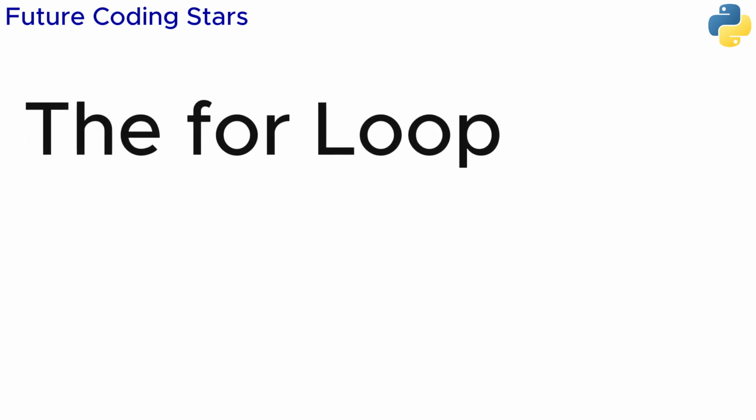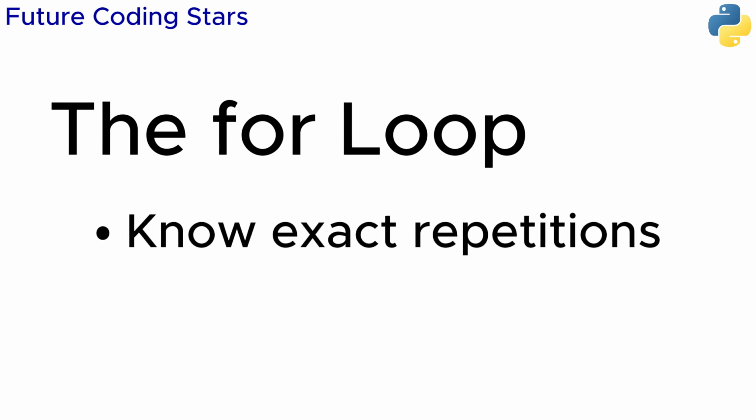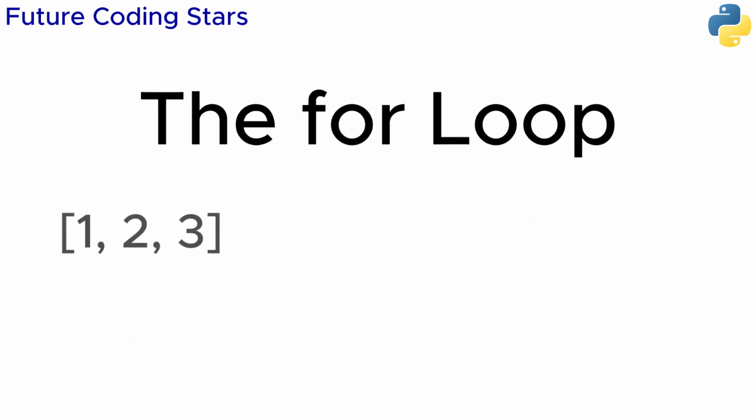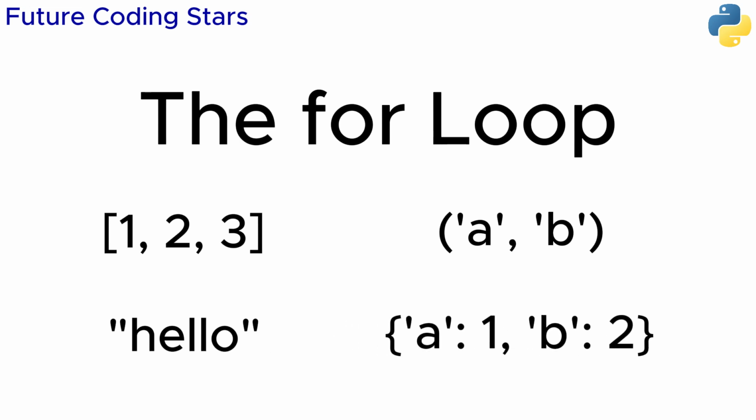Let's start with the for loop. The for loop is perfect when you know exactly how many times you want to repeat something, or more commonly when you want to go through each item in a sequence. What kind of sequences? Well, things like lists of names, strings, which are sequences of characters, tuples, and even dictionaries. These are all types of iterables in Python, things you can loop over item by item.